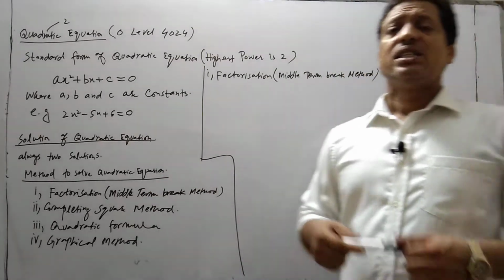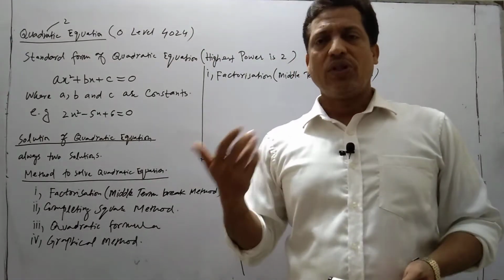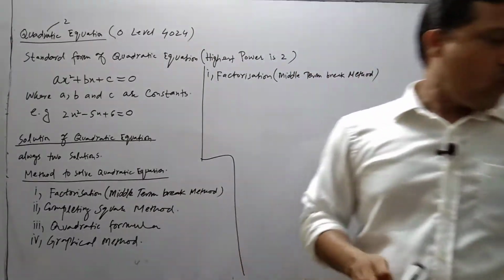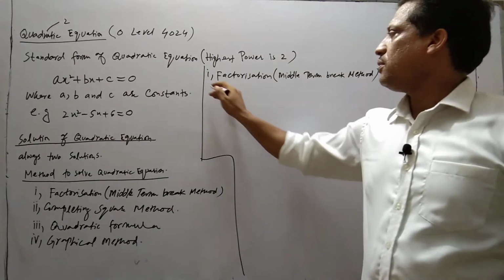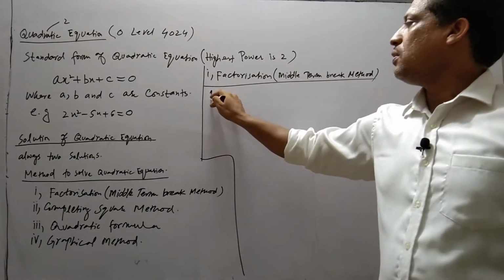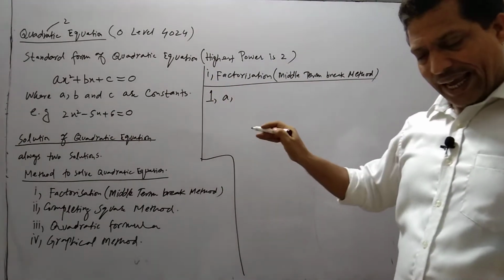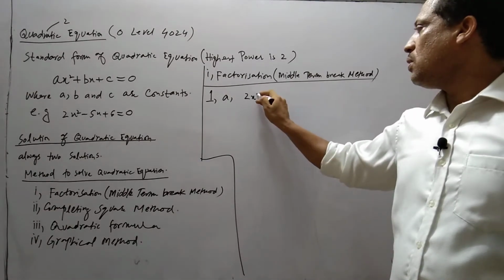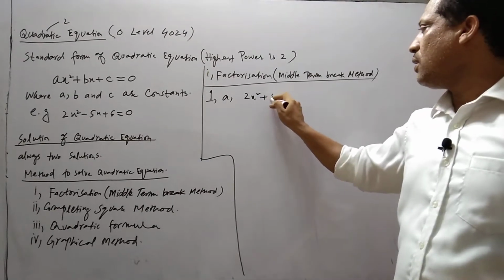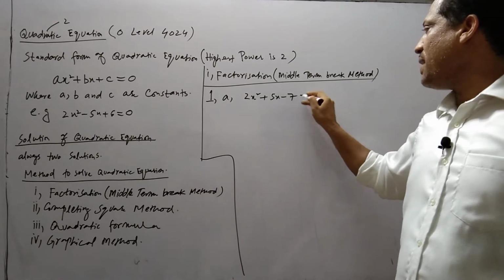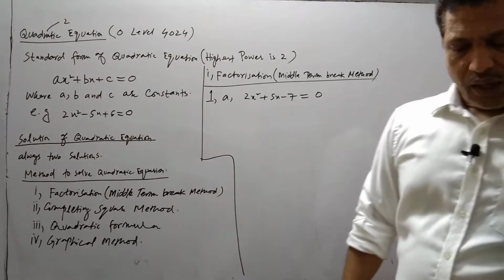I am taking some questions from Book 3, 7th edition. Question number 1, Part A is 2x² + 5x - 7 = 0.